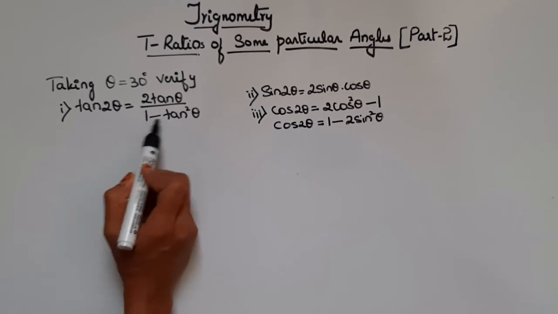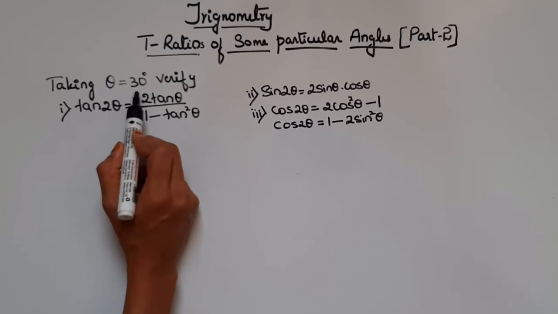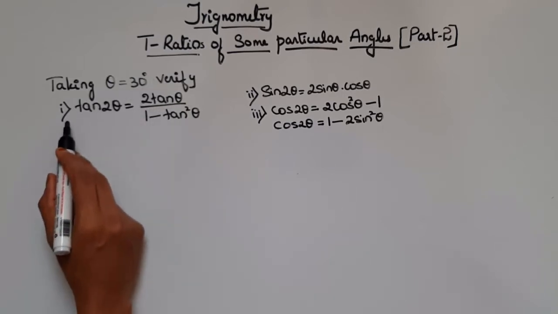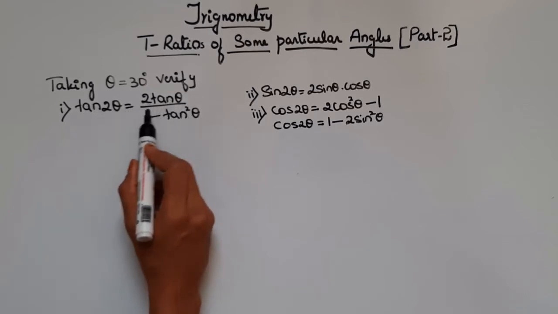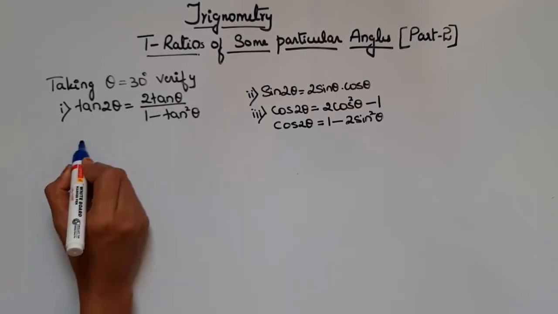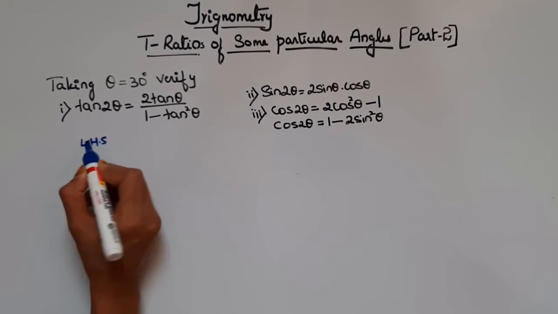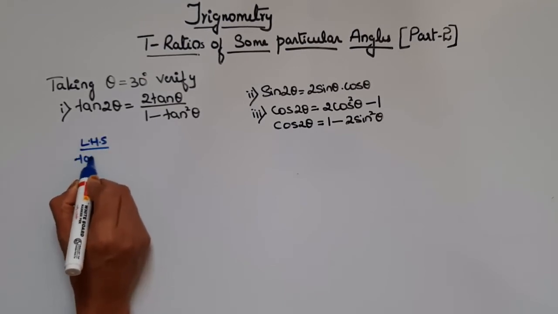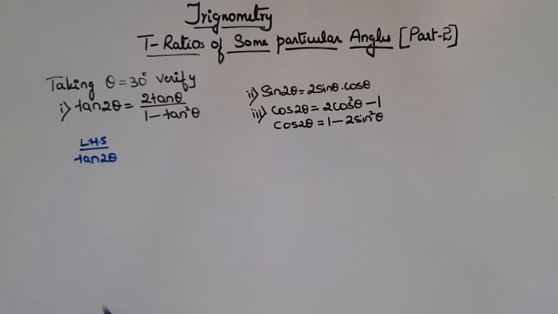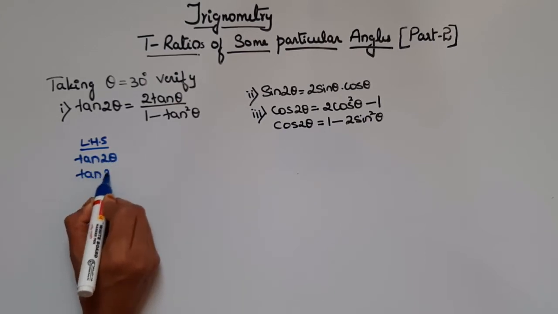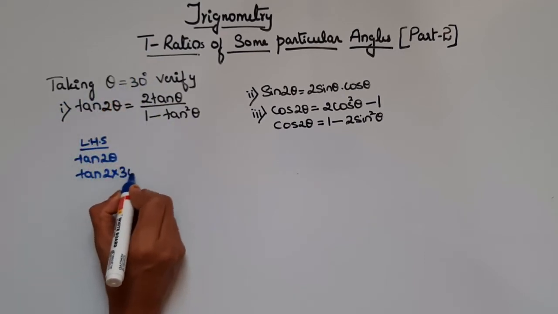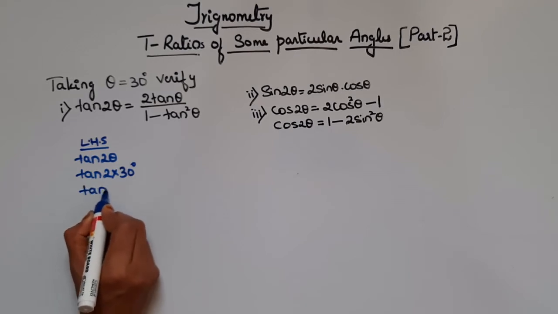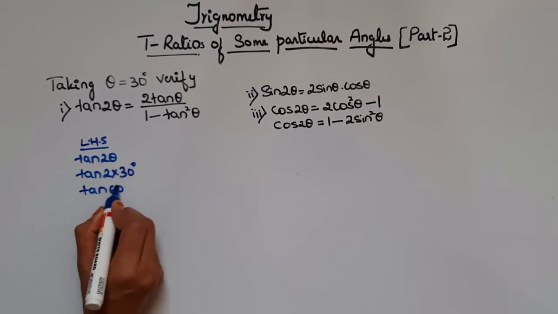So here we have important relations. Now let's see how to verify these important relations by taking theta is equal to 30 degree. First let's see the first one. Here it says tan 2 theta is equal to 2 tan theta by 1 minus tan square theta. So first let's take LHS. So LHS here is tan 2 theta, right? So tan 2 into theta, they have said to take it as 30 degree. So 2 into 30 degree, which is nothing but tan 2 3s are 6, 0, 60 degree.